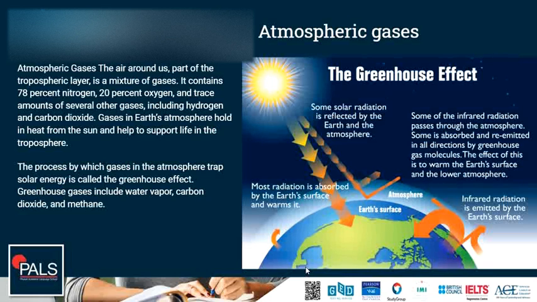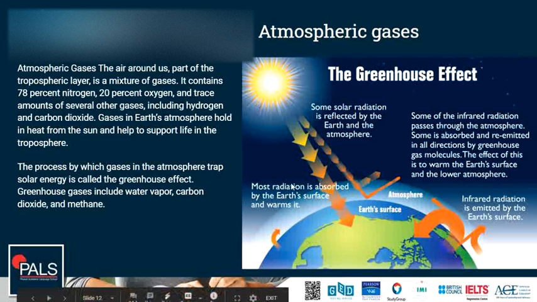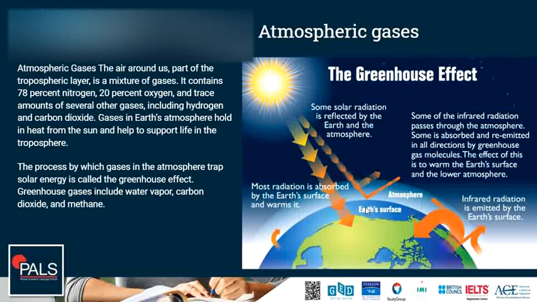The process by which gases in the atmosphere trap solar energy is called the greenhouse effect. Greenhouse gases include water vapor, carbon dioxide, and methane. This is how it works. Most radiation is absorbed by the Earth's surface and warms it.